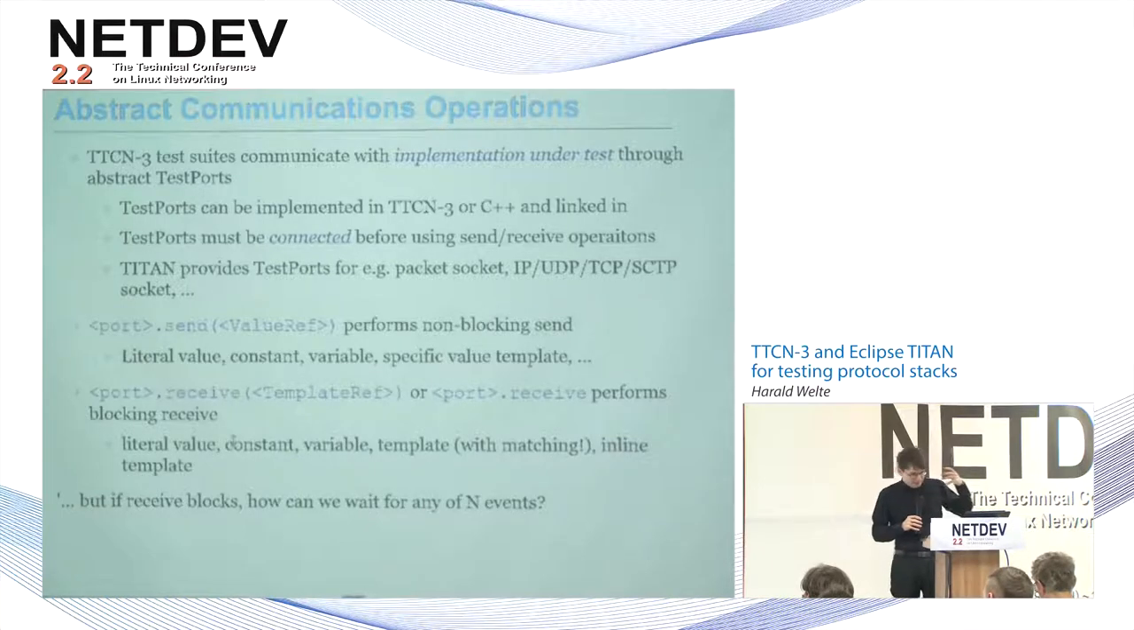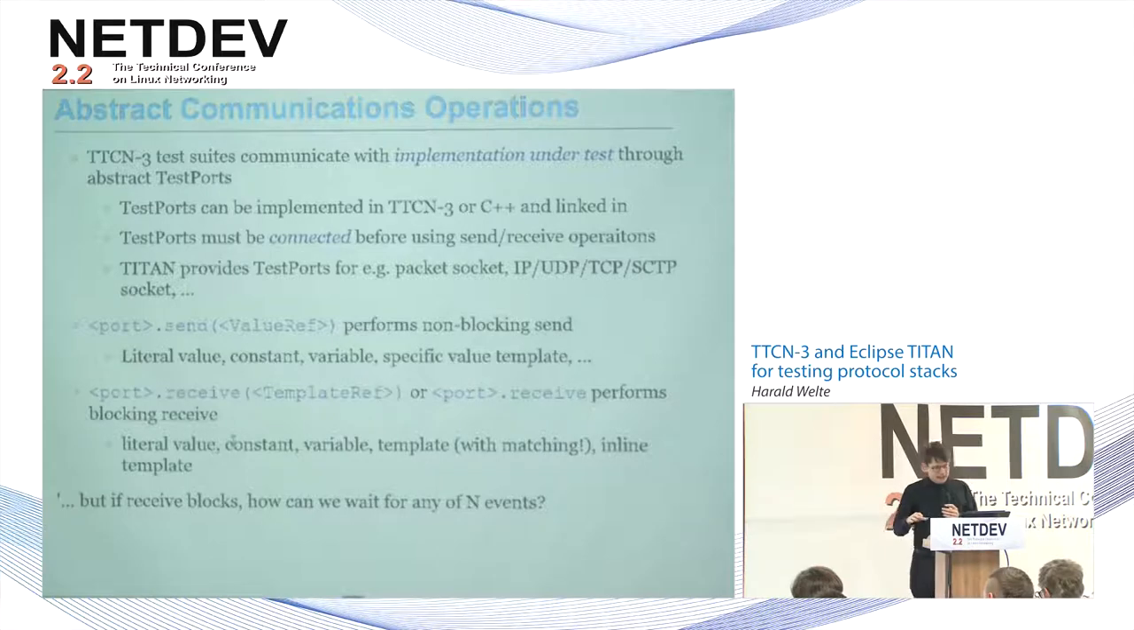Now, communications operation. So in the end, we want to send and receive some stuff. And in TTCN3, this works through something called test ports. Now, this does not have anything to do with a UDP port or a TCP port. It's a much more abstract concept. A test port could be a serial line. It could be, I don't know, avian carriers. It's basically a very abstract concept. And you can then use a test port implementation to map onto whatever that is.